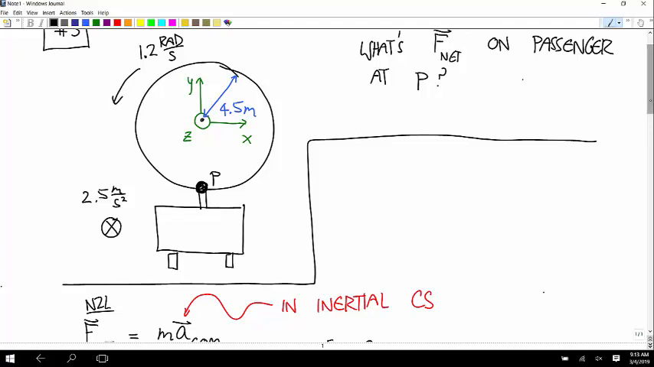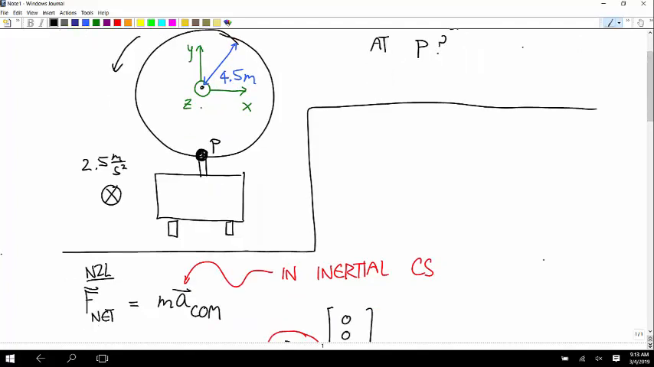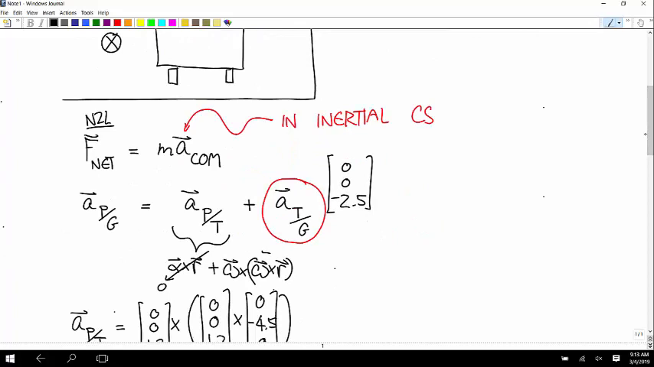The key thing there is the reason that this is circular motion is that the acceleration of the passenger relative to the train is the same as the acceleration of the passenger relative to the center. That's right.